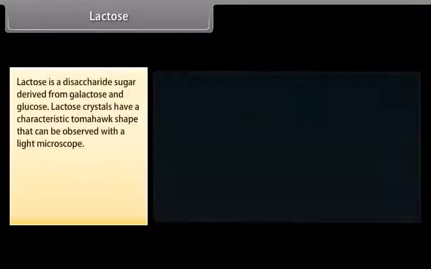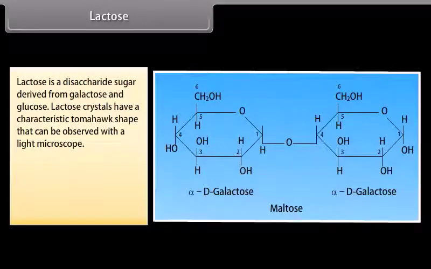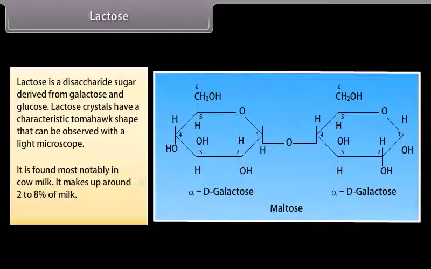Lactose. Lactose is a disaccharide sugar derived from galactose and glucose. Lactose crystals have a characteristic tomahawk shape that can be observed with a light microscope. It is found most notably in cow milk. It makes up around 2 to 8% of milk.